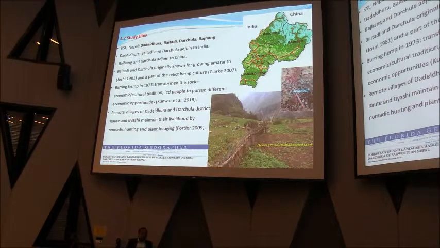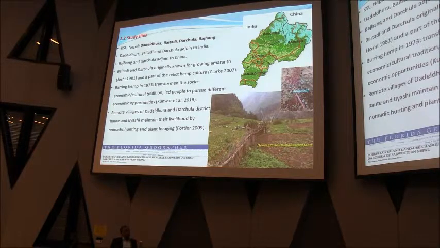Baitadi and Darchula are originally known for growing amaranth, as you can see over there. And it's part of relic hemp culture. This is the abandoned area where the hemp is still growing. In 1973, the government banned cropping hemp, and this transformed the socio-economic status of the people and led them to pursue different kinds of economic conditions and different opportunities.